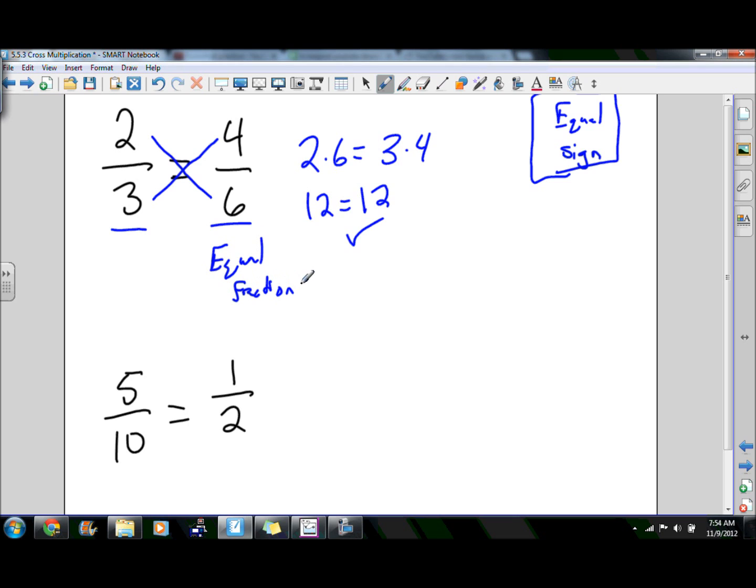And down here on the bottom, it should be the same type of thing. 1 times 10 is 10. 5 times 2 is 10. So these are equal fractions. Nothing too complicated there.